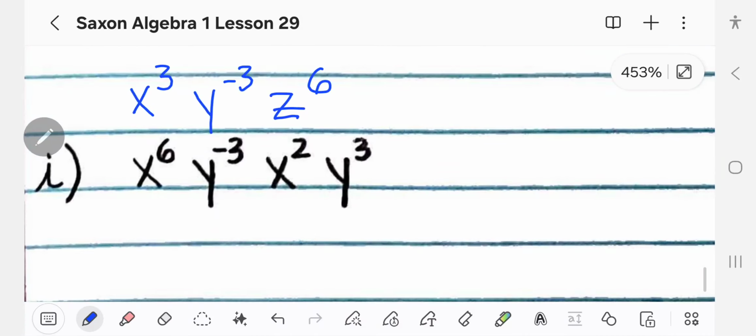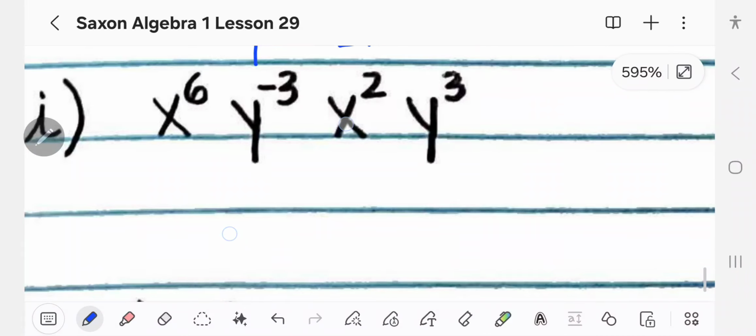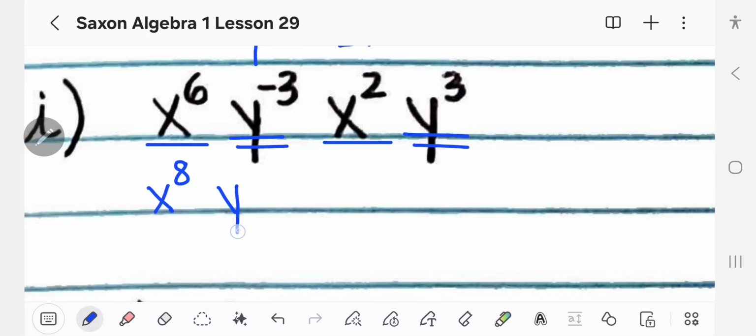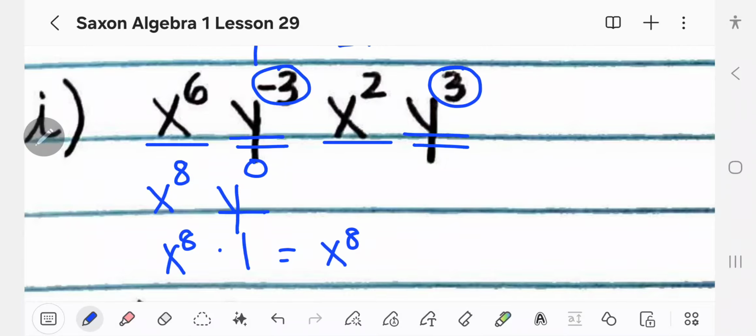I. We've got an x to the 6th and an x squared. So that's x to the 8th. Then we've got a y and a y. That's a y to the negative 3 plus 3, which is a y to the 0. But we know that y to the 0 is just equal to 1. So that's just going to be equal to x to the 8th.